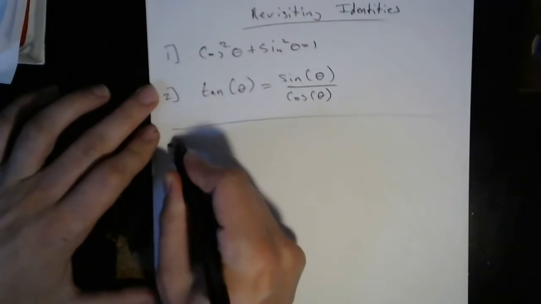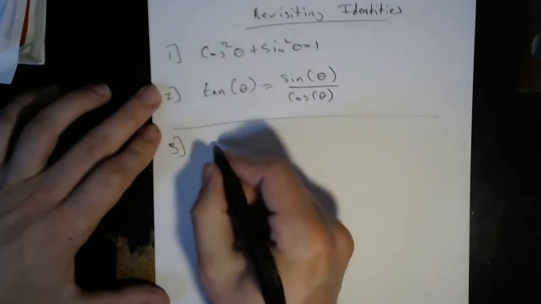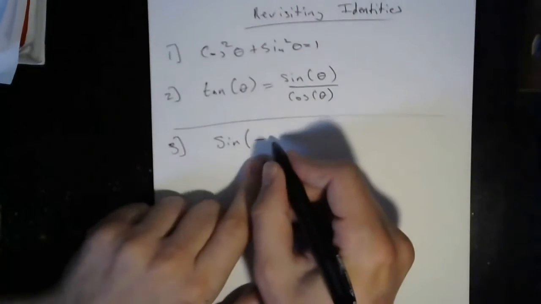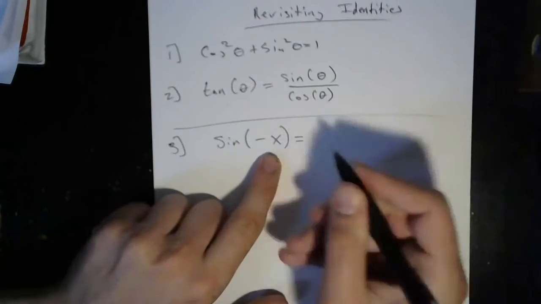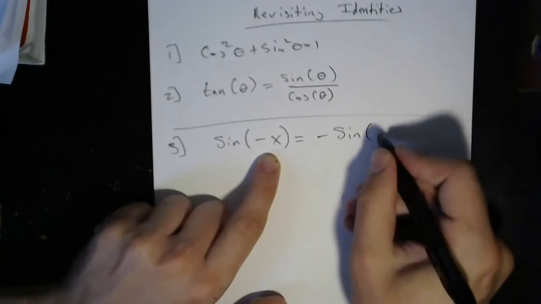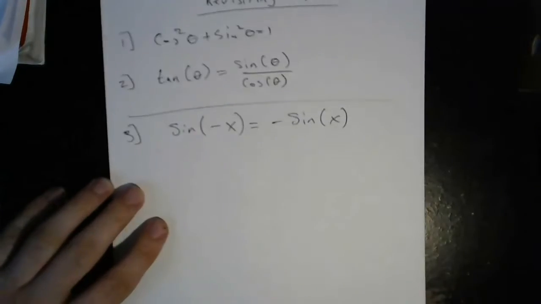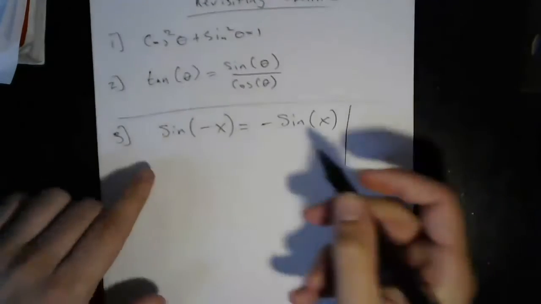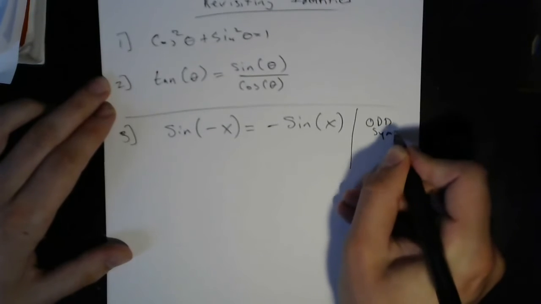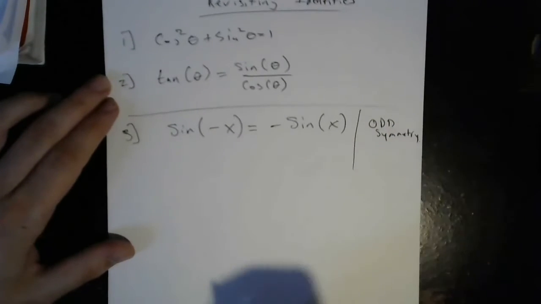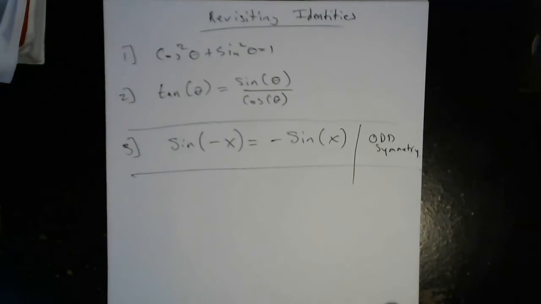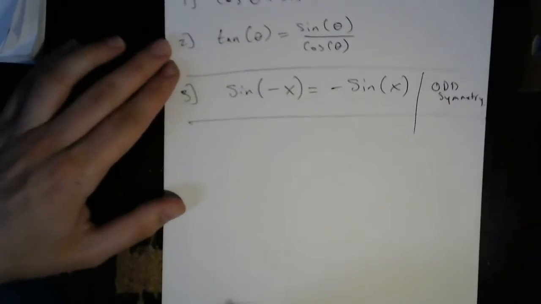And then we talked about symmetry identities, right? So for example, sine of a negative input, that negative can be pulled out front, right? That's equivalent to negative sine x. So this is odd symmetry, right? This is an identity as well. This is odd. And so I want to just briefly talk about our reciprocal trig functions now.